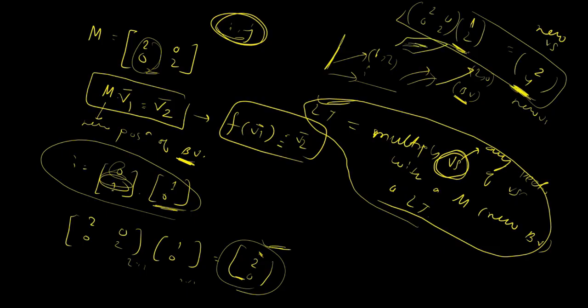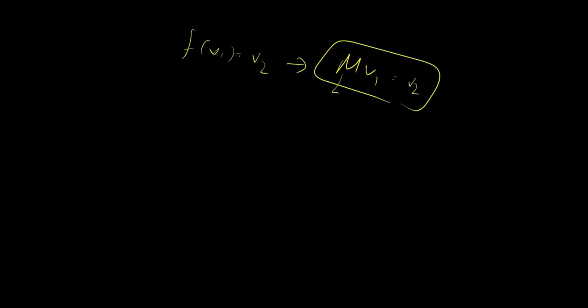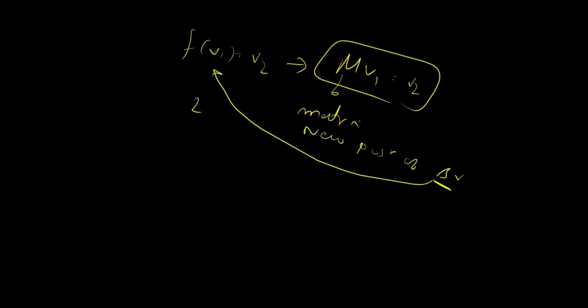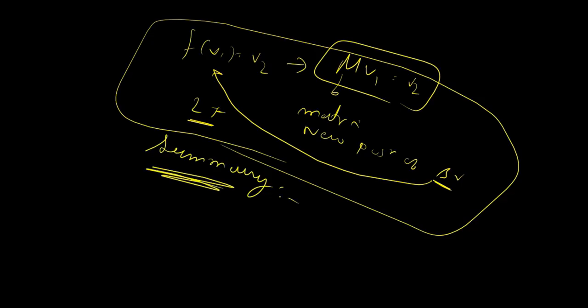So in a nutshell, f of v1 equals v2, which is a linear transformation, is nothing but M dot v1 equals v2, where M is a matrix containing the new position of basis vectors, which is doing the linear transformation. That's it, the whole summary. I know it sounds a bit confusing, but if you watch this video 1 or 2 times, I think you will get it. It's all about perception. Unless you are able to visualize this, you cannot solve any questions or any type of theory or concepts in math. So this is all.